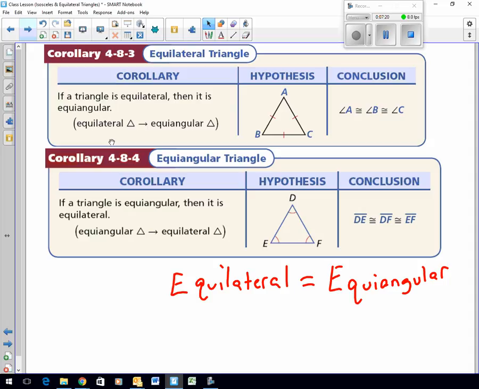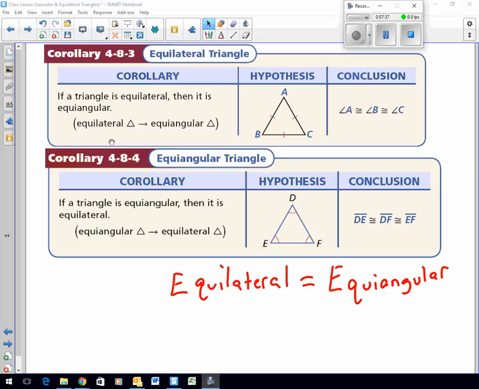And let's test our vocab skills here. What do we think the prefix equi means? Equal. Very good. Very good. Okay. Thank you, Cameron.